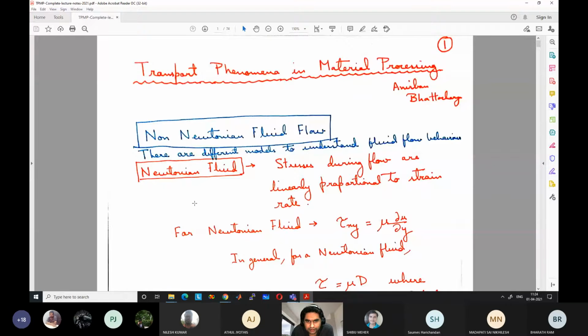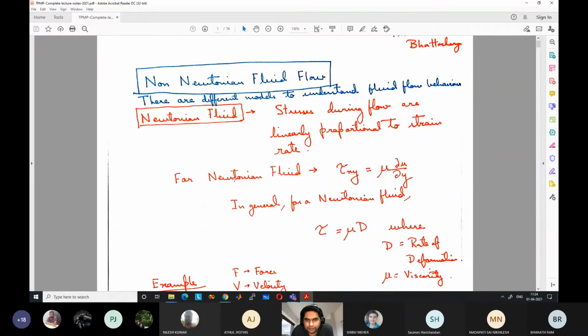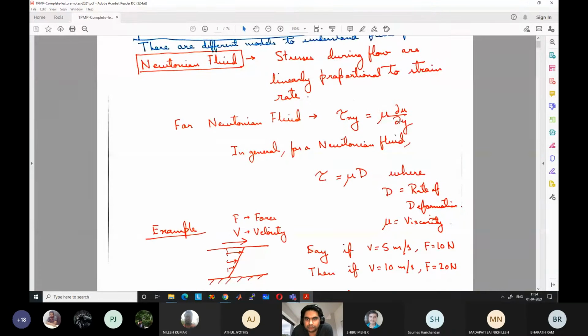In a formal way, the definition of a Newtonian fluid is that stresses during the flow are linearly proportional to the strain rate. Mathematically it is written like this: tau xy is equal to mu del u del y. What is tau xy? Tau xy is the shear stress. Shear stress in what direction? So let us consider an example.